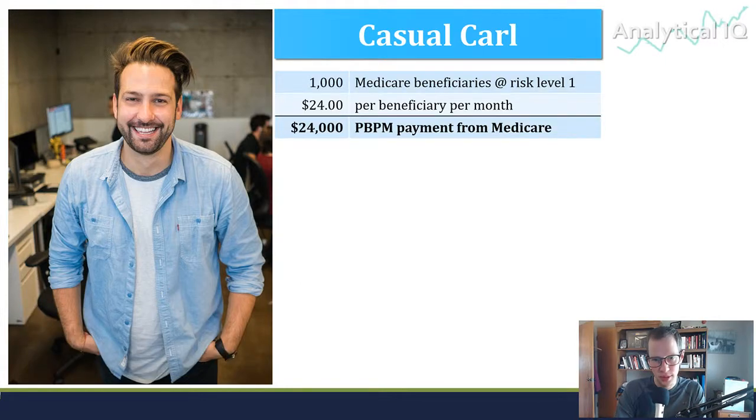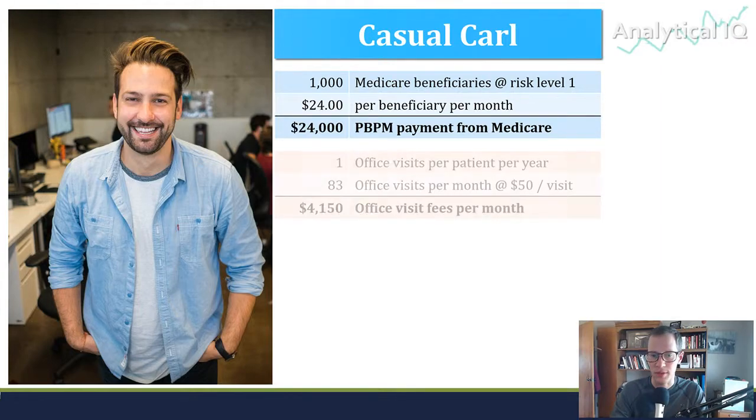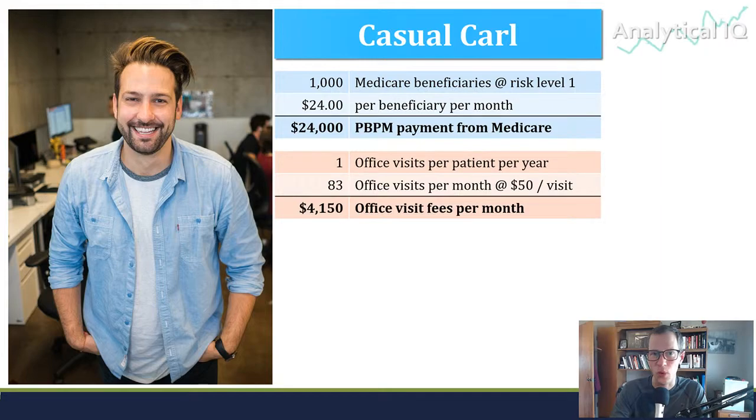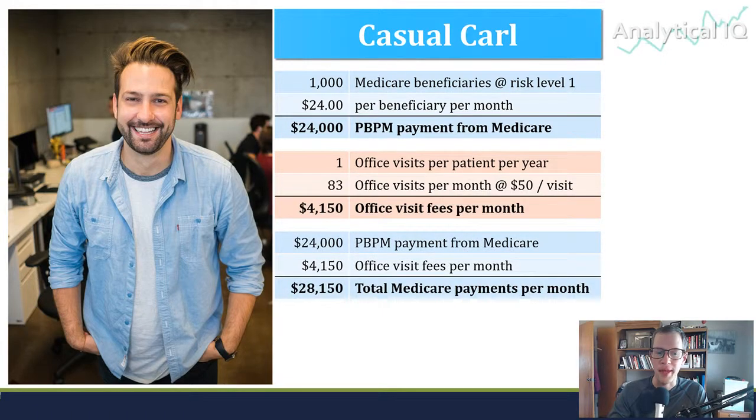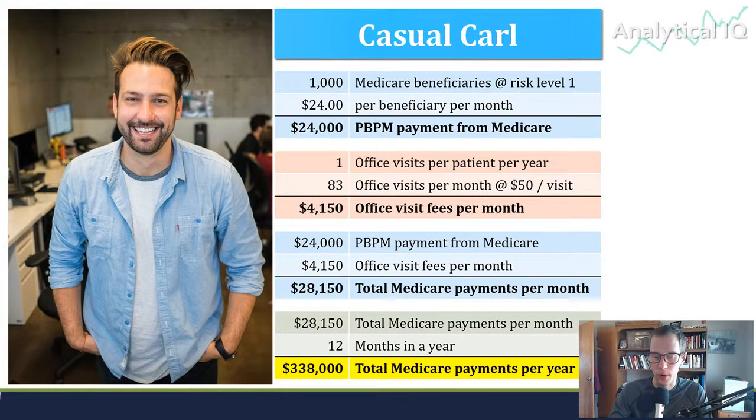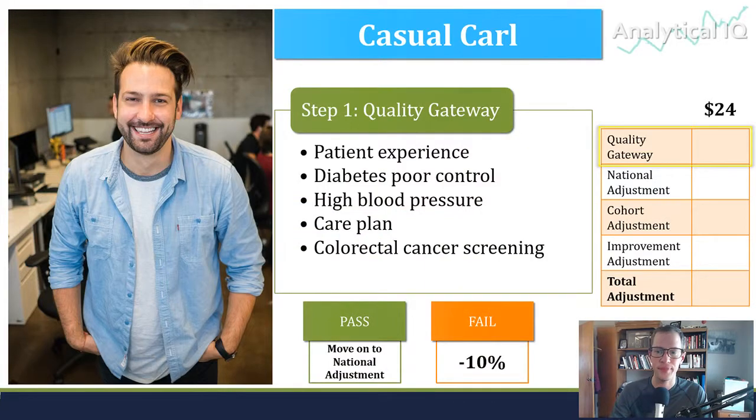All right. So Casual Carl's practice cares for 1,000 Medicare beneficiaries at risk level 1, so they get $24 a month. We assume that at risk level 1, these patients aren't coming to the office that often. Once a year is the assumption here. So that makes $28,000 a month in Medicare payments for Casual Carl's practice, $340,000 a year. That's a little more than half of what Hardworking Helen's practice pulls in year 1, just from going from risk level 3 now to risk level 1.